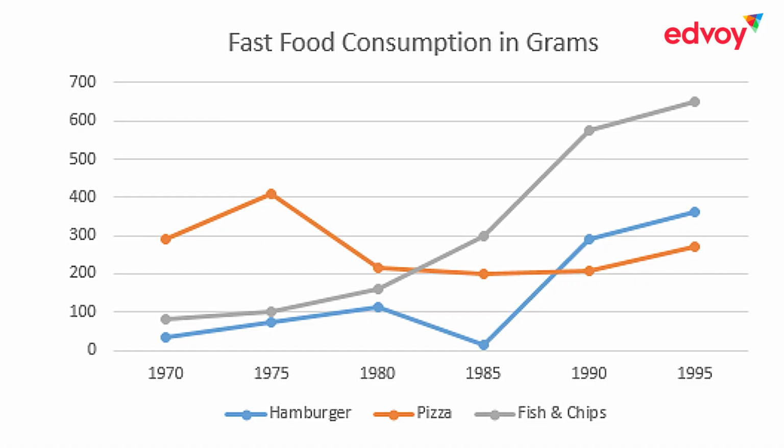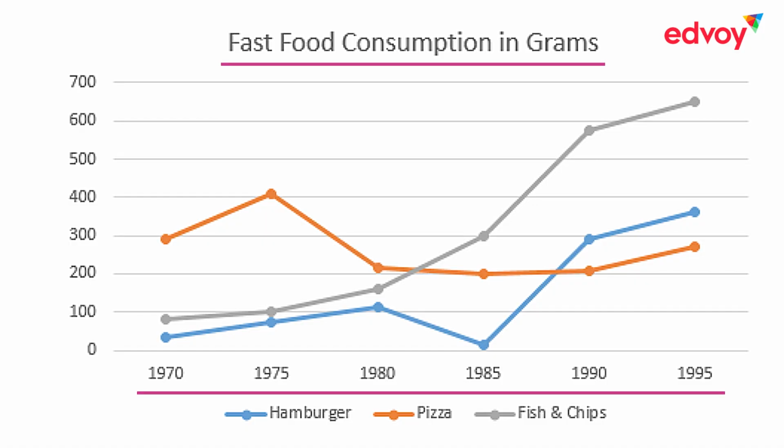So once you've thought of synonyms for keywords, you can put them together to make an introduction. The graph below depicts the amount of fast food eaten in Australia over a period of 35 years.